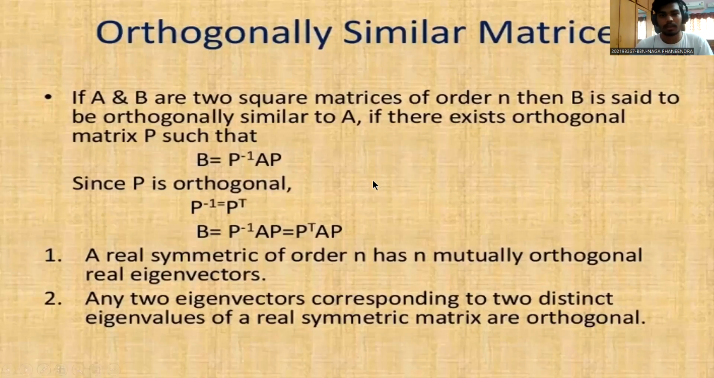Orthogonally similar matrices: if A and B are two matrices of order n, then B is said to be orthogonally similar to A if there exists an orthogonal matrix P such that B equals P inverse A P. Since P is orthogonal, P inverse equals P transpose. Here is the orthogonal rule: if A inverse equals A transpose, the matrix is said to be orthogonal. Then real symmetric matrices of order n have mutually orthogonal real eigenvectors, if any two eigenvectors correspond to distinct eigenvalues.